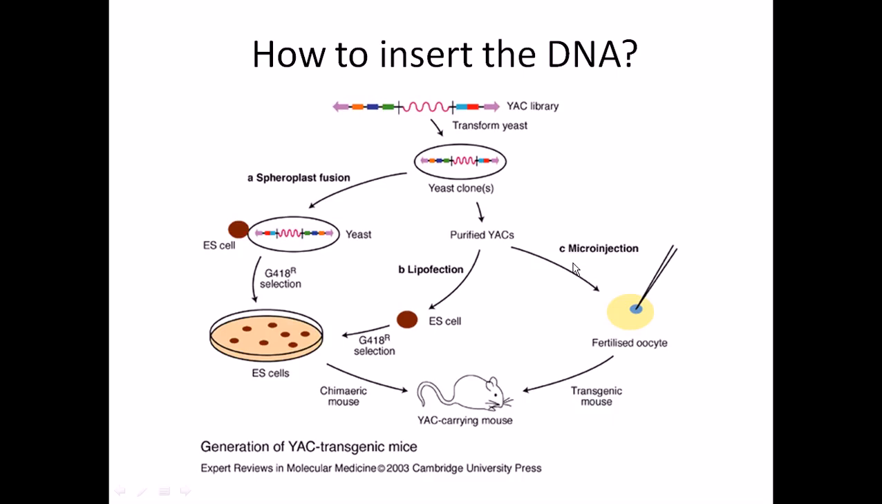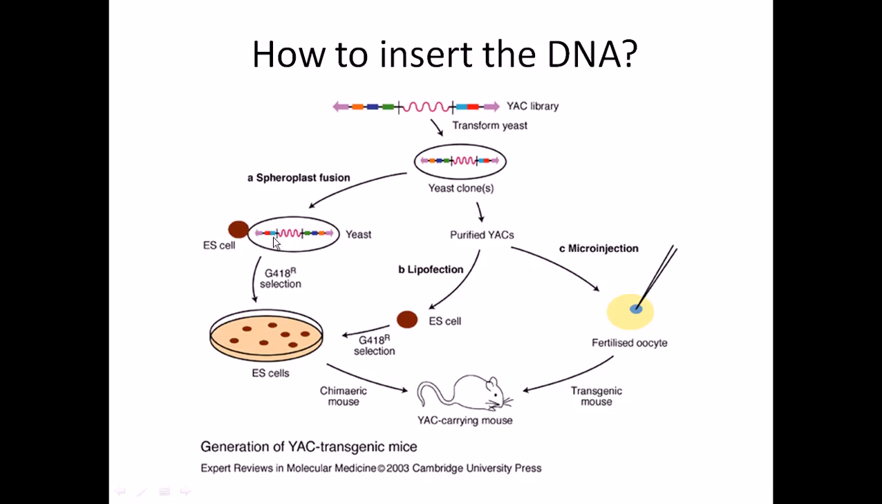In the microinjection system, you have the fertilized oocyte, and inside the fertilized oocyte we just inject the desired gene, the desired gene with the vector. In that case, we don't need the complete yeast clone. Instead, we just require the purified yeast artificial chromosome. But remember, in spheroplast fusion, we need the ES cell as well as the yeast clone, because we need to fuse two types of cells together.